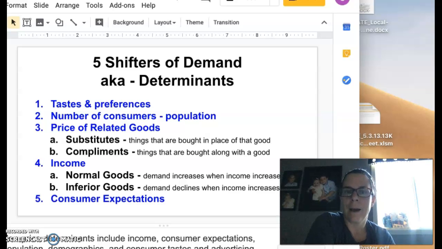Next is income. Income is a demand determinant. If you have a normal good, it follows what I call the normal rules, where if my income increases, I'm going to also increase my demand for that good. Whereas inferior goods are goods that once I make more money, I'm like, no way am I buying you anymore. So maybe an inferior good might be off-brand or generic goods or ramen noodles, where once my income goes up, I'm not buying ramen noodles anymore. And then the last one is just consumer expectations, what we think is going to happen in the marketplace.